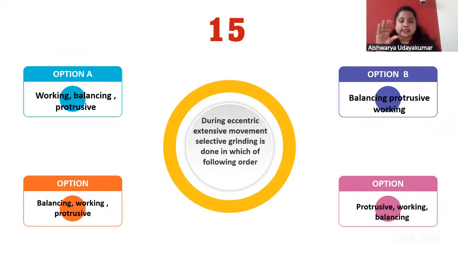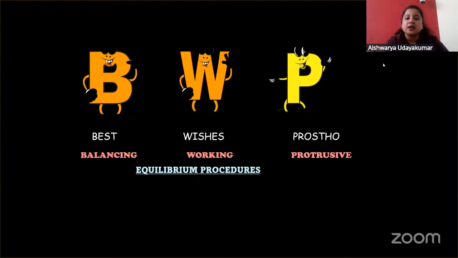Centric means the certain occlusion of the patient. Protrusive means when we move the mandible forward. Lateral means lateral movements. Here I'll give you an easy mnemonic to remember the order in which we do them: B, W, P. We first take the balancing, then the working, then the protrusive. Remember, "best wishes, prosto": balancing, working, and protrusive. That is the order in which an equilibration procedure is done.